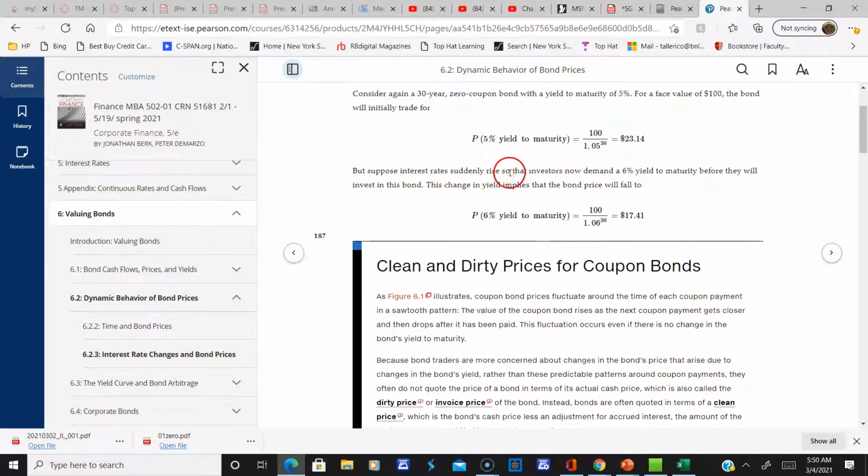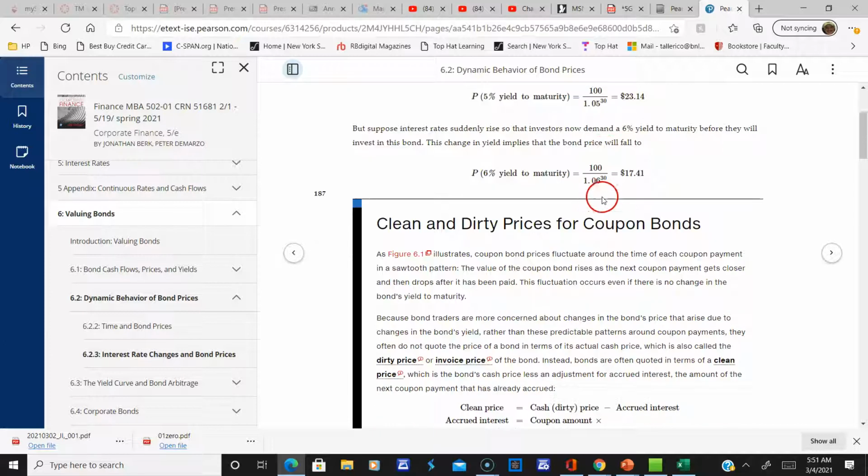But suppose interest rates suddenly rise so that investors now demand 6%. So interest rates are going up, right? If they invest in that bond at 6%, here's the 6%. This change in yield implies that the bond price will fall. So you can see interest rates have gone up, in this case from here to here, so the bond price has gone down.